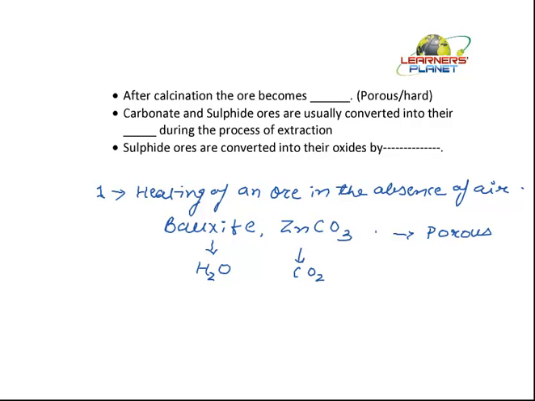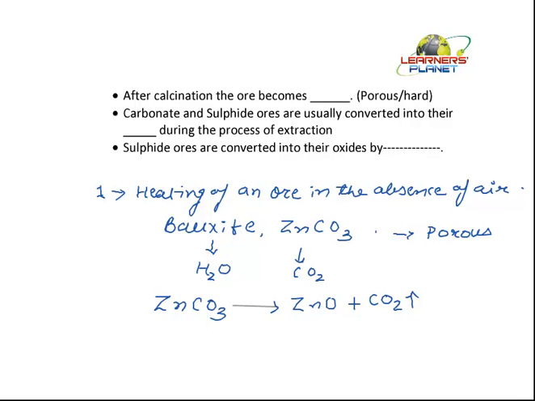So after calcination, what happens? There are no chemical changes, but the ore becomes porous. There is no reaction as such. It gets heated and dissociated, like ZnCO3. When it is heated, the products formed would be zinc oxide plus CO2 gas released.